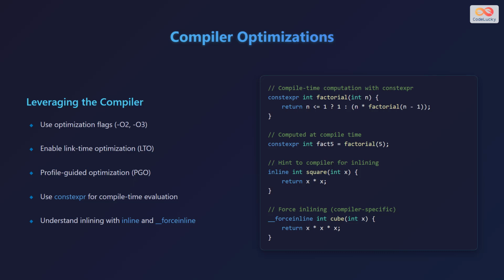Understand inlining with the inline keyword. Inlining replaces a function call with the body of the function, which can improve performance by avoiding function call overhead. You can also use __forceinline to strongly suggest inlining to the compiler. In the code example, we use constexpr to compute the factorial of a number at compile time. The inline keyword tells the compiler to try to expand the square function at the point of call.